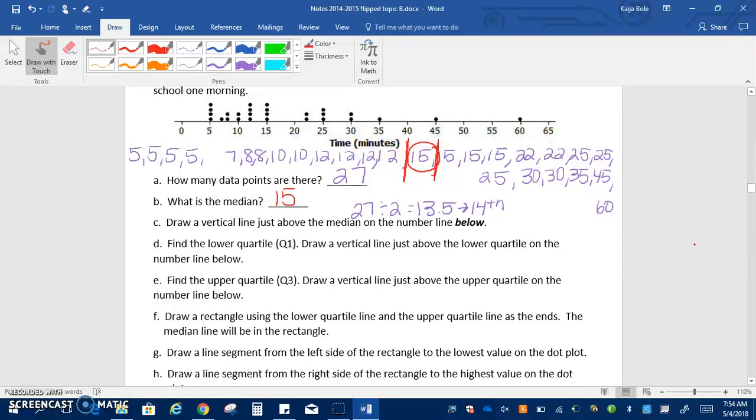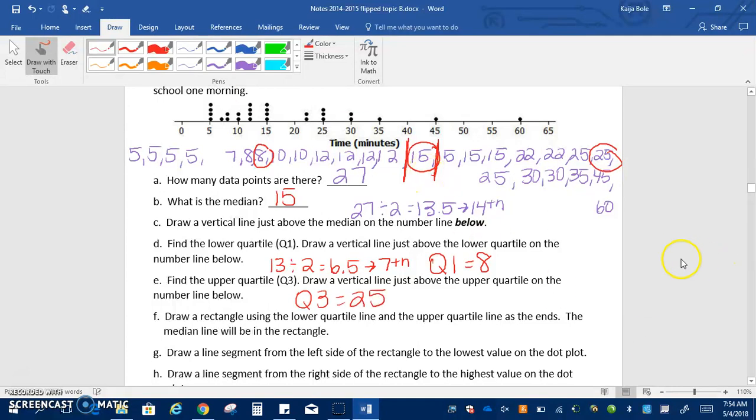So now here I have 1, 2, 3, 4, 5, 6, 7, 8, 9, 10, 11, 12, 13 numbers. So if I do 13 divided by 2, I get 6.5. So my 7th value would be my Q1. So 1, 2, 3, 4, 5, 6, 7. So our Q1 is 8. And let's just do our Q3 while we're up here. So same thing, our 7th number. 1, 2, 3, 4, 5, 6, 7. So our Q3 is 25.